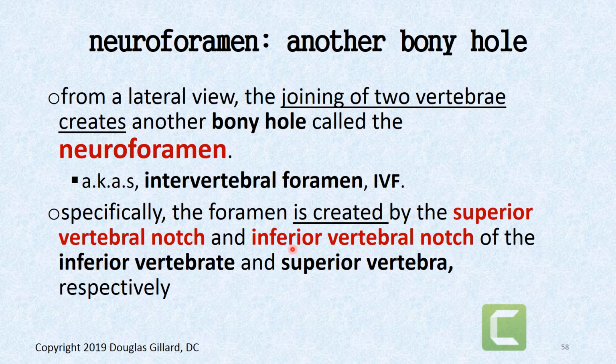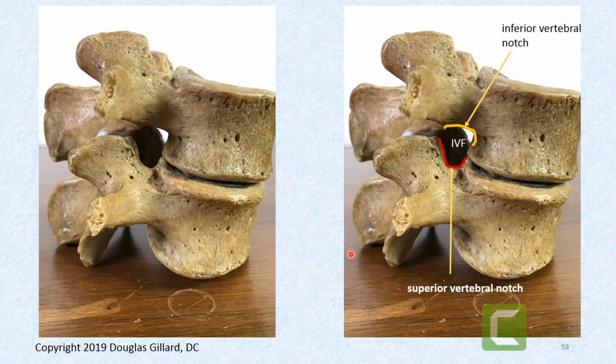And the superior vertebral notch is off the inferior vertebrae of the motion segment. And the superior vertebrae contains the inferior vertebral notch. So it's a little tricky there. You have to be careful when you're taking a test. So pictures are always best, right? Let's look at some pictures here.